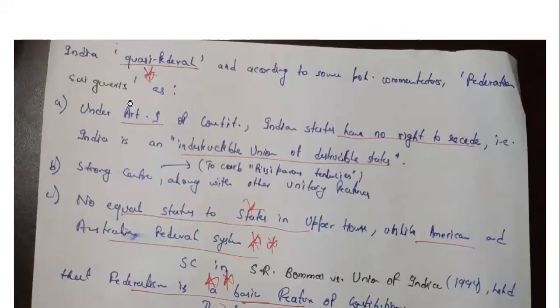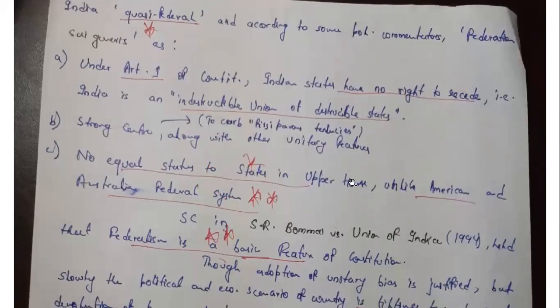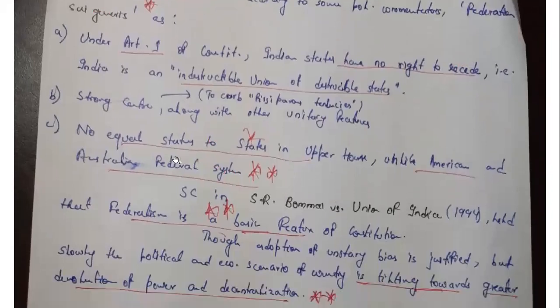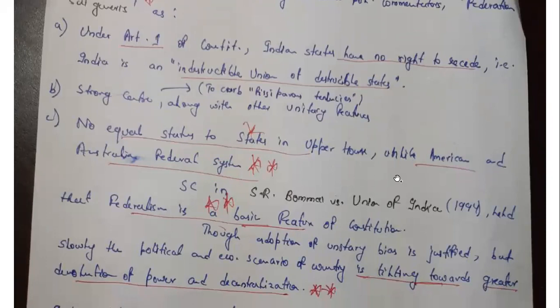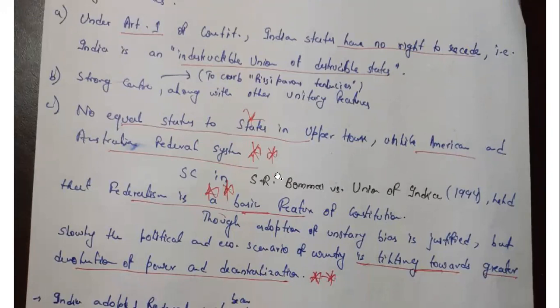Under Article 1, all these things we have just discussed. No equal status. Now, this point is very good. So, no equal status to states in the upper house. Like in the US, you have 50 states, and all states have 2 seats. But in India, based on their size, we have given different representation to them.